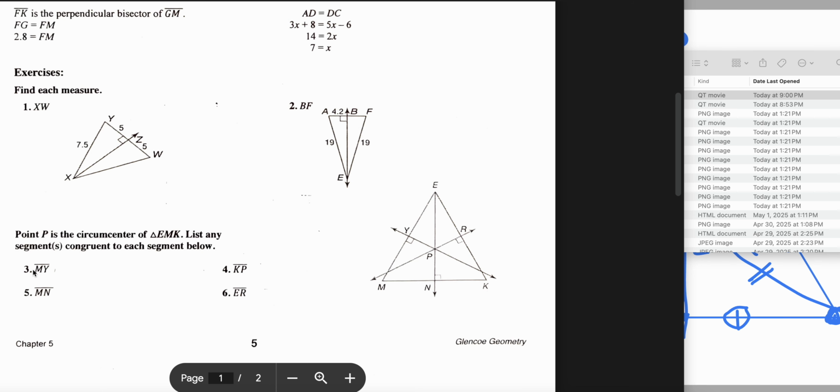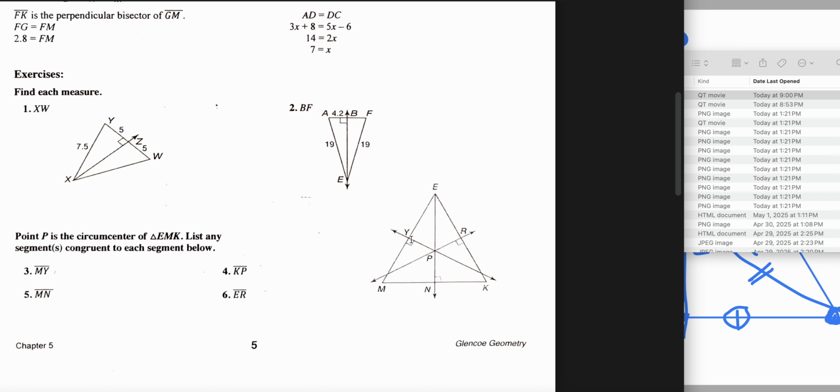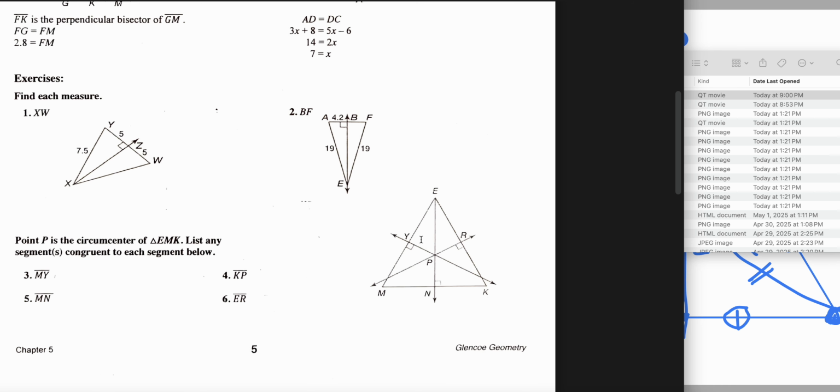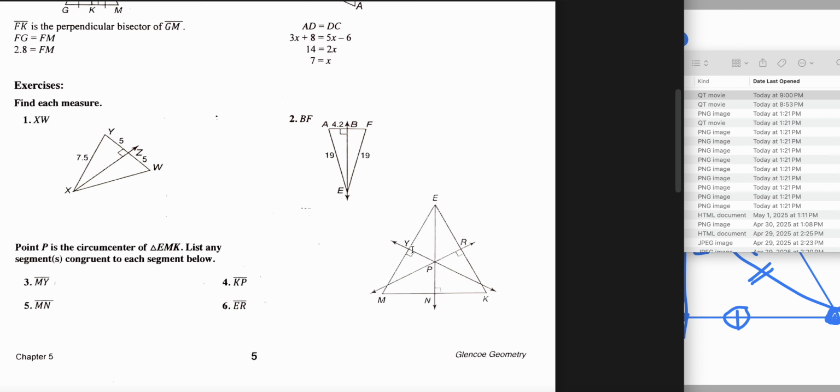All right, so looking this over, what's congruent with MY? Well, MY is here. And we know that YP is a perpendicular bisector of EM. So that means this side is congruent to this side. So MY is congruent to EY, right?